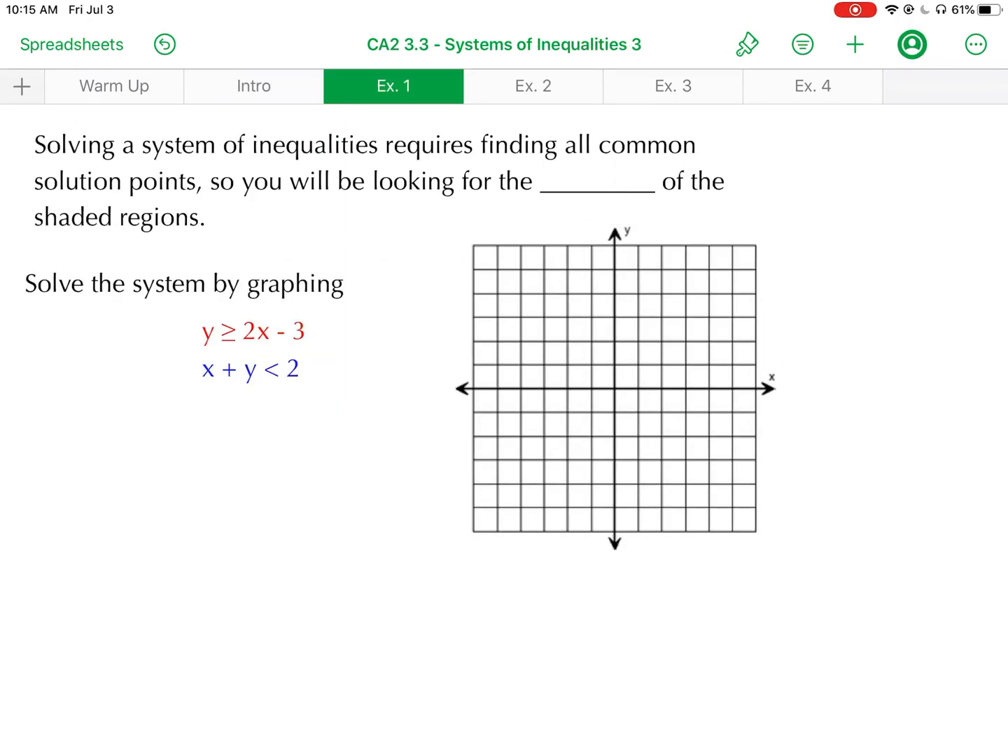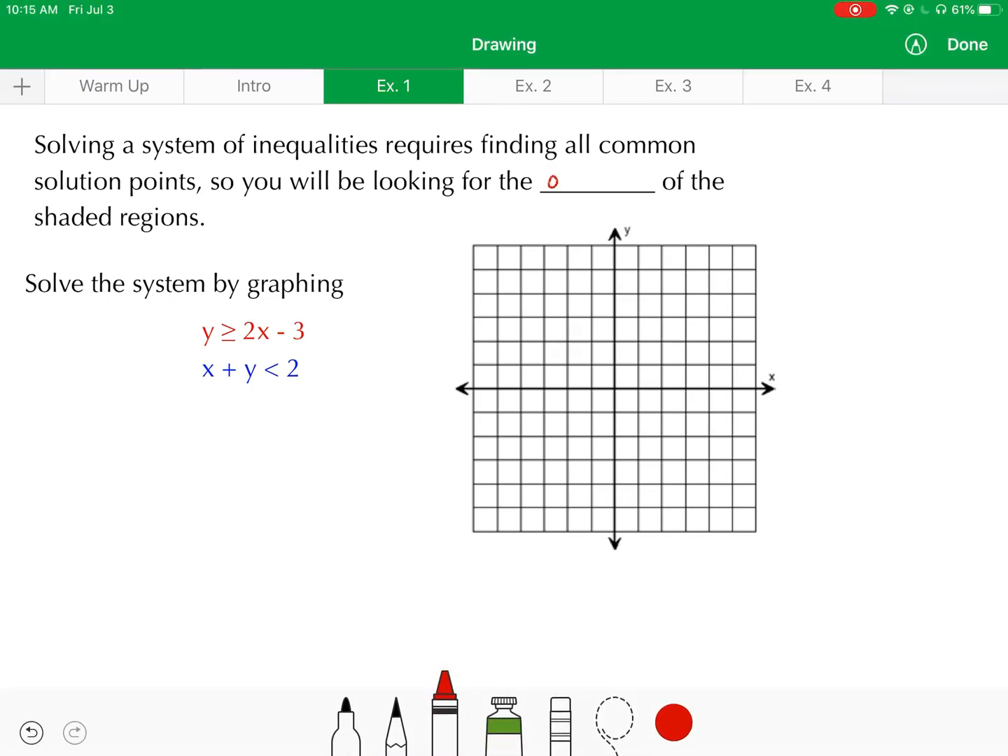So solving a system of inequalities, it's just like solving a system of equations in that you're trying to find all common solution points, okay? So in terms of system of inequalities, what that means is we're looking for the overlap of the shaded regions between the different inequalities of the system, okay?